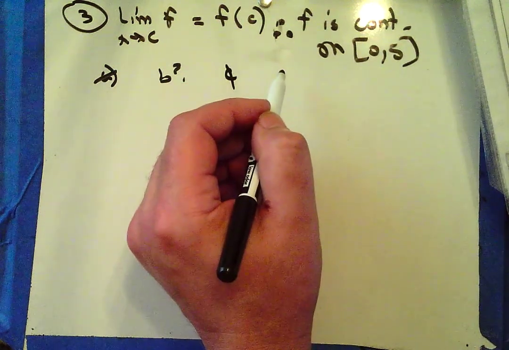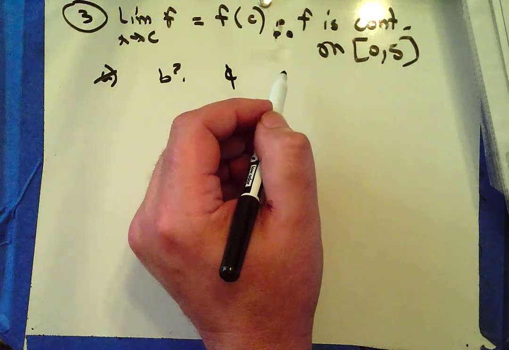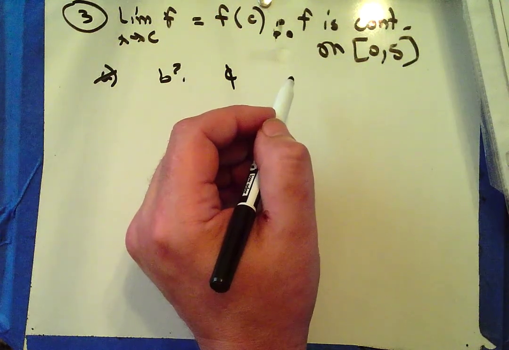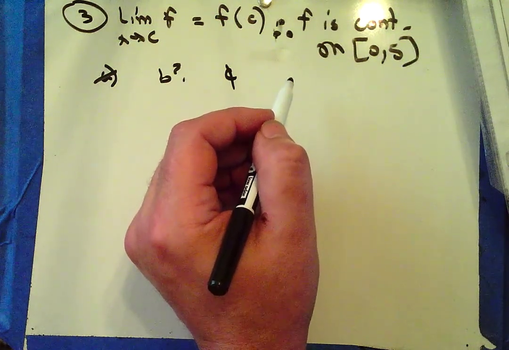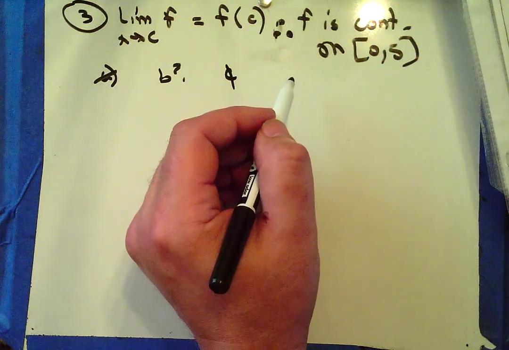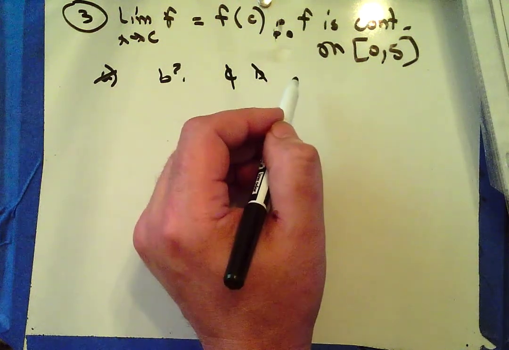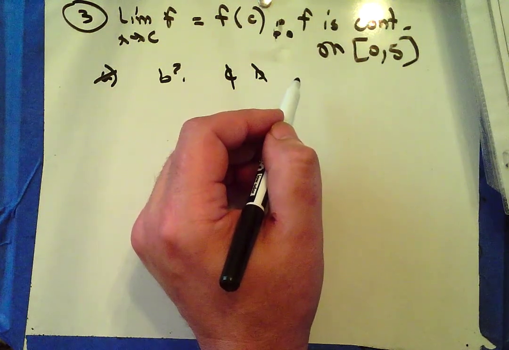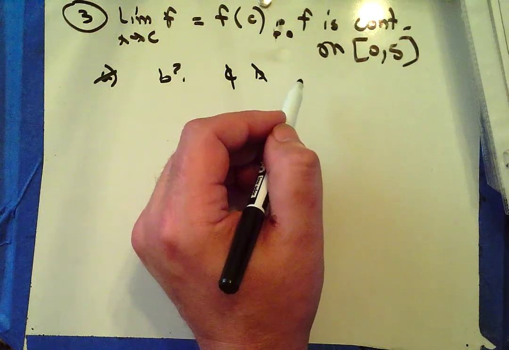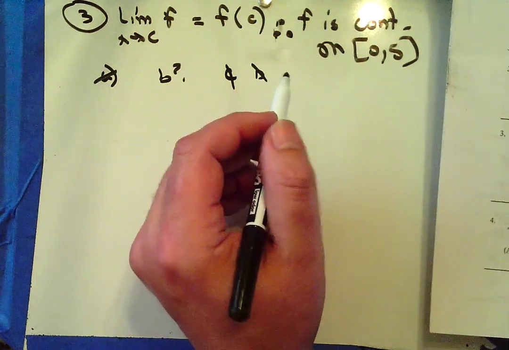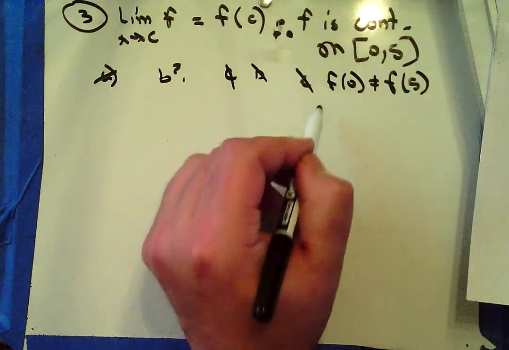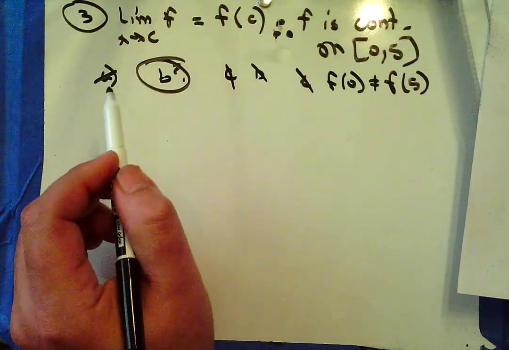So C is true. D, the limit as x approaches 3 from the negative is equal to the limit as x approaches 3 from the positive. That's what we need in order for the limit as x approaches 3 to exist. And since the function is everywhere continuous, we know that the limit as x approaches 3 must exist. Therefore, D is also true. And then we're told that the limit as we approach from the positive side of 0 and from the negative side of 5 are not equal, and we can know that because of the statement that says f of 0 does not equal f of 5. So I know that E is also true, so B is my answer to number 3.